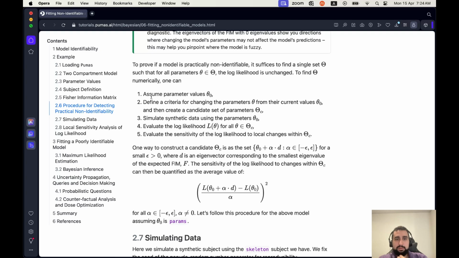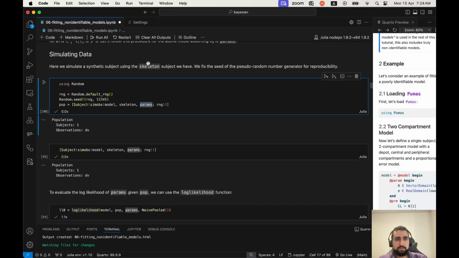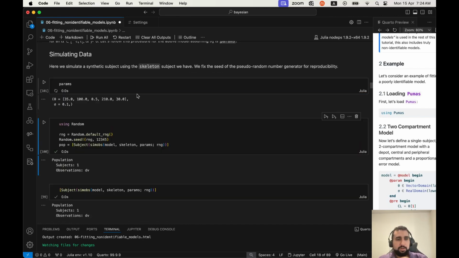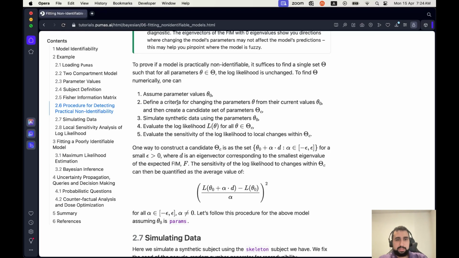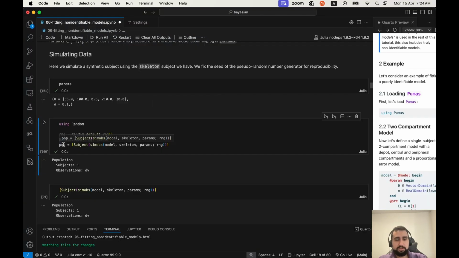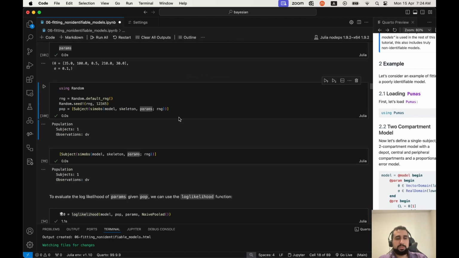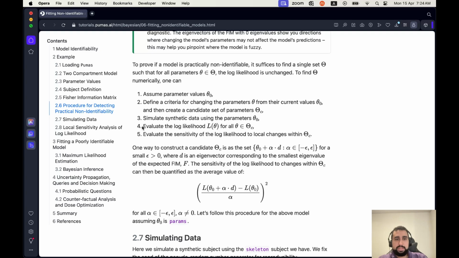So we need to define parameter values theta 0. So we're going to assume that this is basically params. So assuming theta 0 is the parameter values that we define, which, just to remember, let's add them here. So these are the values of theta 0, right? So these are all the parameters that we have. Next, the next step is to define a criteria. We'll come to what that criteria is in a second. And then we want to simulate synthetic data. So we did that. We simulated synthetic data, which is this pop or single subject population that we have. And now we want to evaluate the log likelihood for all theta within theta C.